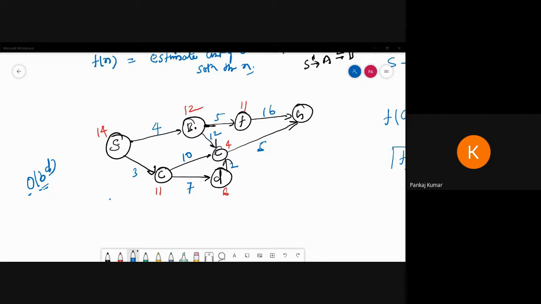We have to find out f of n, and on the basis of that. Everyone can get 37. Try offline.